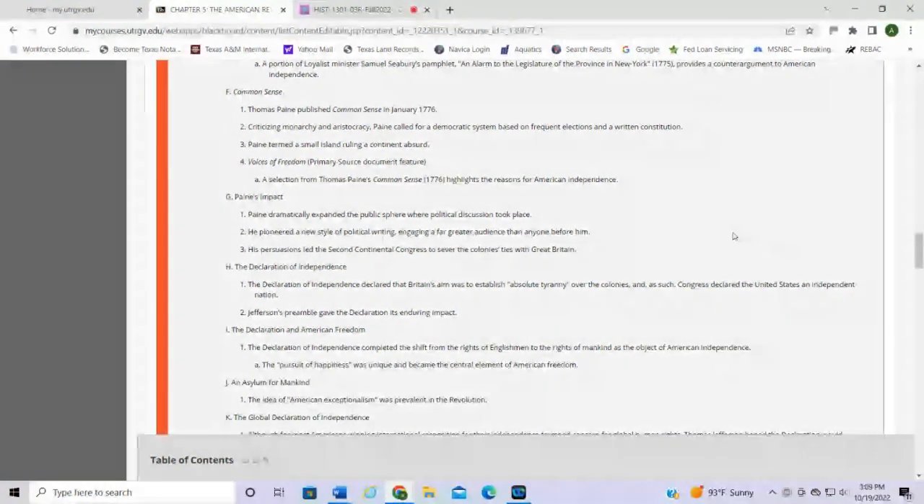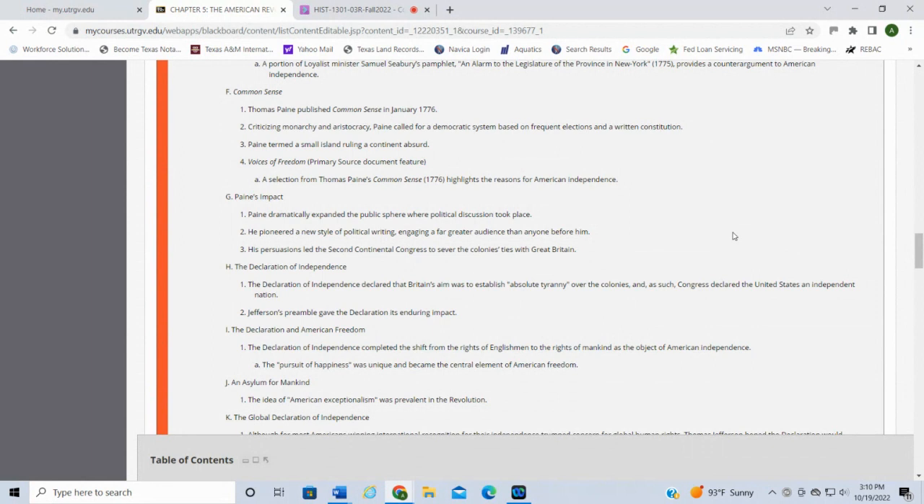So Paine's impact dramatically expanded the public sphere where political discussion took place, and he pioneered a new style of political writing, engaging a far greater audience than anyone before him. Again, because he was talking to the common person, right? Instead of talking in Latin and writing essays like a dissertation, the way a professor would write, he was writing like the common person, because he was a common person. I know I've been gushing about Thomas Paine's Common Sense, but it's really awesome for that reason.